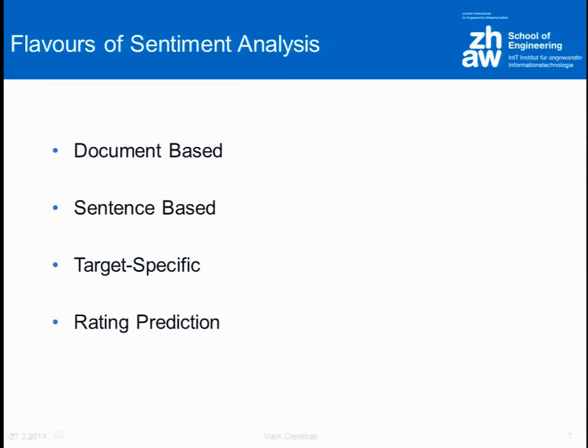Okay, still there. Rating prediction, this is, you're given a product review on the internet, but you don't have these stars, and you want to know if the user would have given stars, would he have given you 3 stars or 5 stars or 1 star or whatever? Because not every tool on the internet where you can give product reviews has this rating, but people still want to have at the end 3 stars or 5 stars. Well, they want to have 5 stars, of course. Okay, but I will talk about sentence-based sentiment analysis.